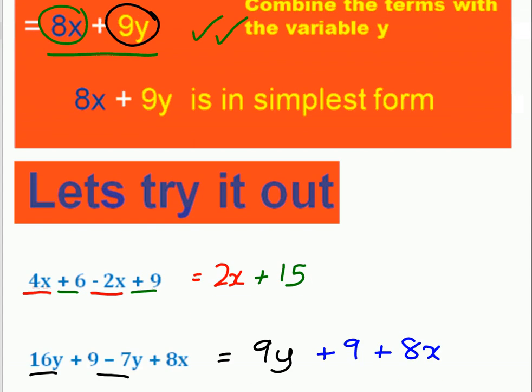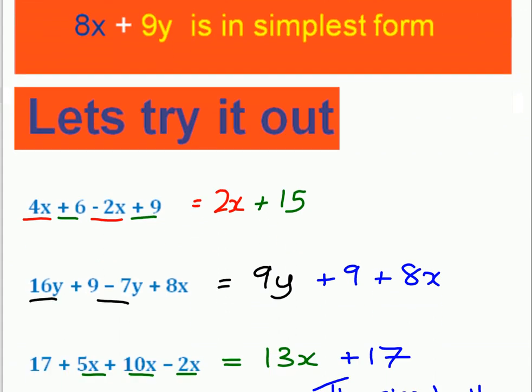Next one. Here we've got 16y, take away 7y. 16y take away 7y is 9y. And plus 9, plus 8x doesn't combine with anything. So you've just got to keep it there. 9y plus 9 plus 8x. So don't delete them, they're still there.